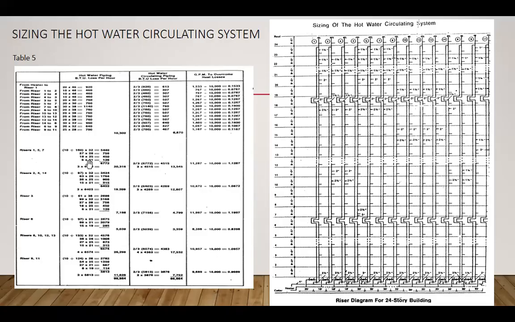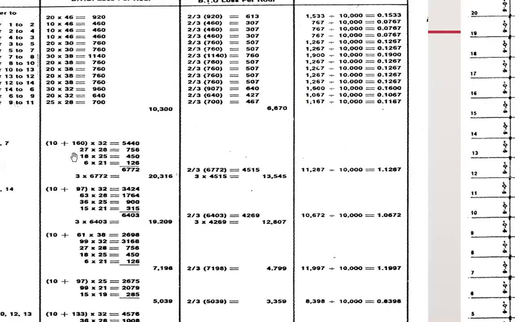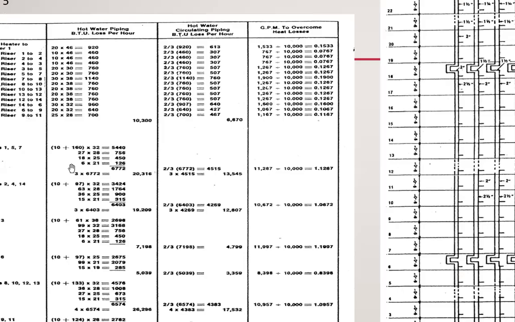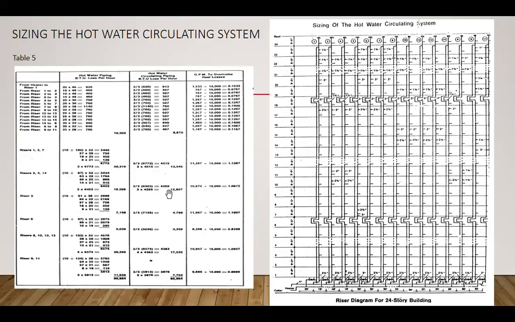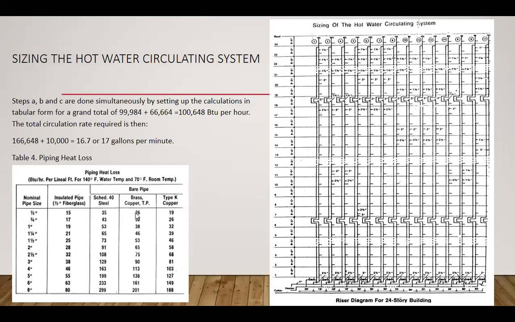So it has 10 plus 160. The 10 is for the run-out, then 9 times, from here, 2 and 1/2 inches, down to here. So this is about 160, times 32. So this is the 2 and 1/2 inch piping heat loss.